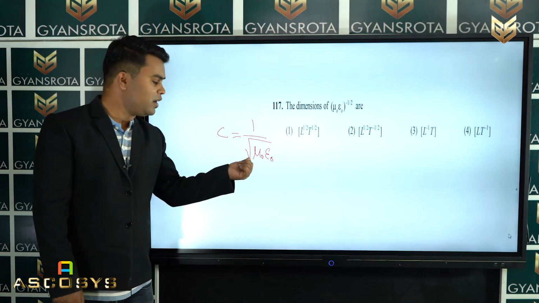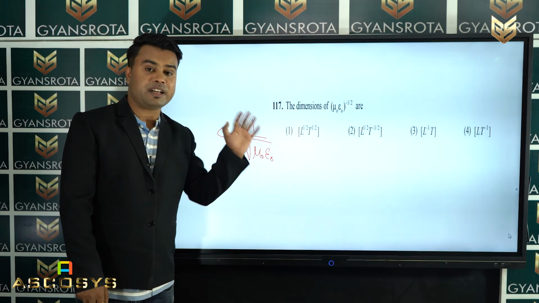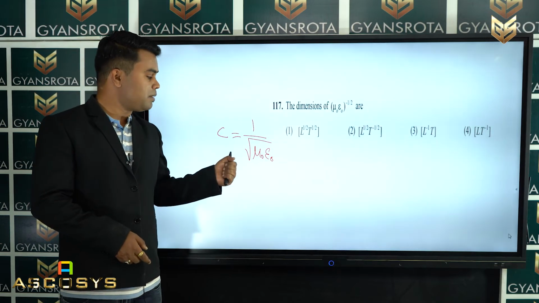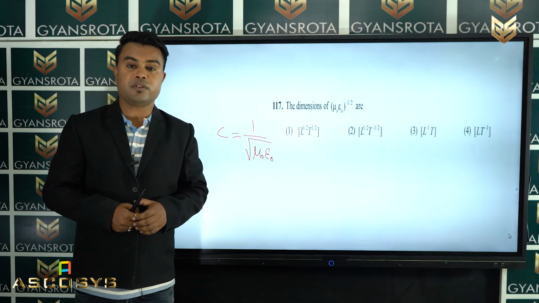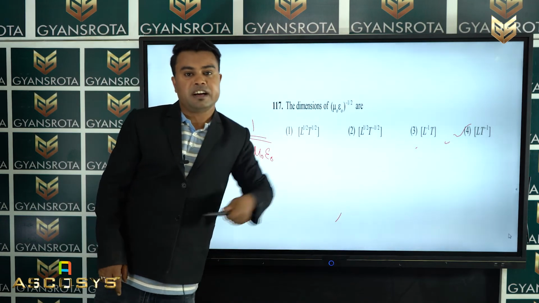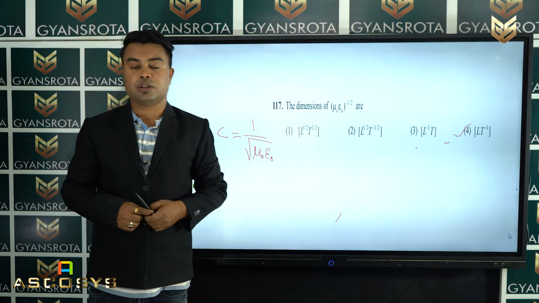So no need to put the value of mu naught or the expression of mu naught and epsilon naught, then find the dimensional formula. It will be very tough. So this whole part must be equal to this velocity of light. So what is the formula for velocity? Displacement by time. So option number 4 is the correct answer for this question. Now let us move to the next question, that is question number 118.